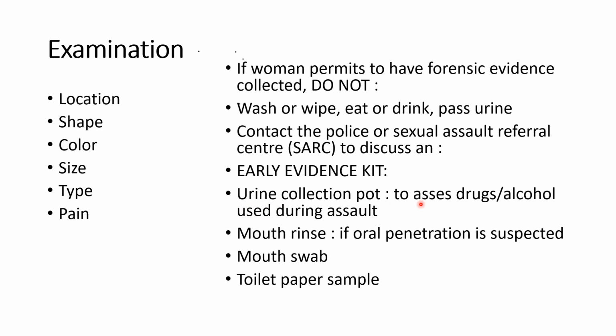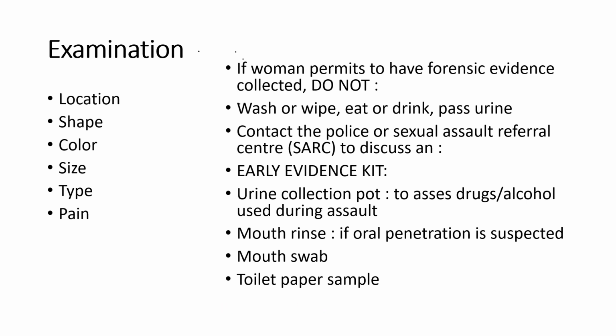It has a urine collection pot. Why does urine have to be collected? Because it has to be collected to assess drugs, alcohol used during sexual assault. So urine would be collected from the woman. Mouth rinse if oral penetration is suspected. If she gives a certain history of oral sexual activity, then a mouth rinse has to be used. A mouth swab should be taken, and a toilet paper sample from the anal area.